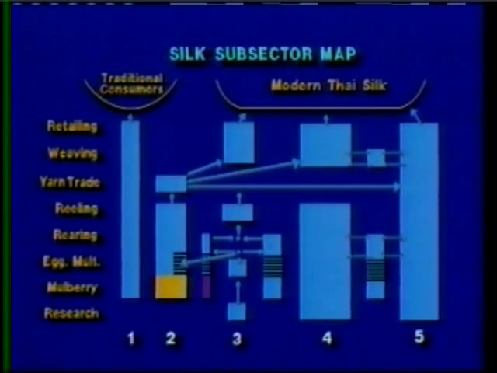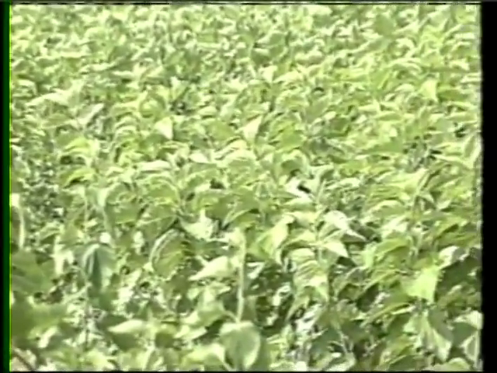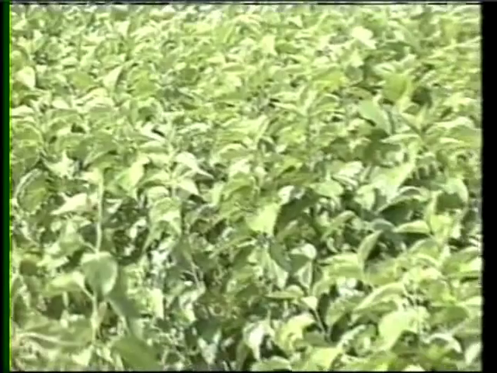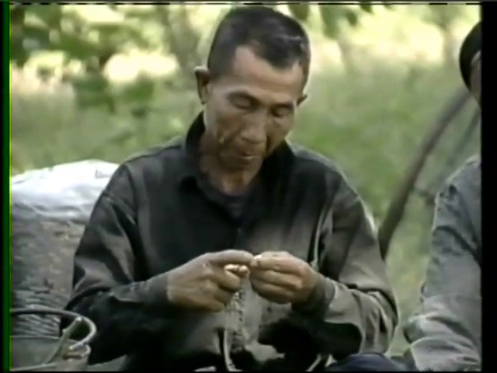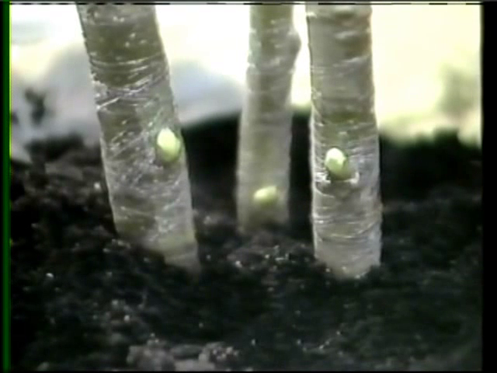To increase mulberry output on their limited land holdings, rearing households need to double mulberry yields. This can best be done by planting or grafting hybrid mulberry stock.